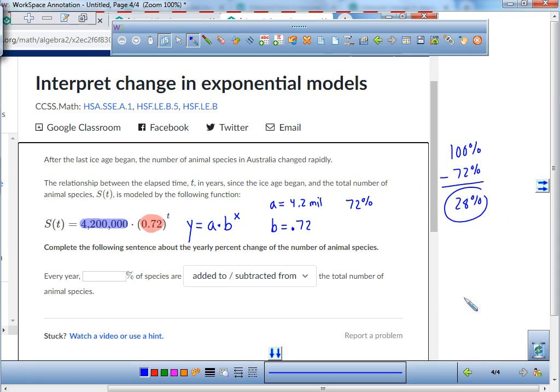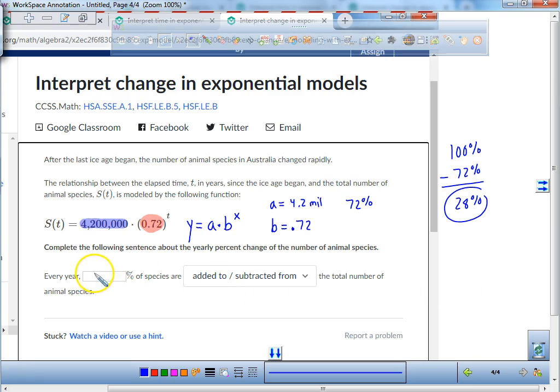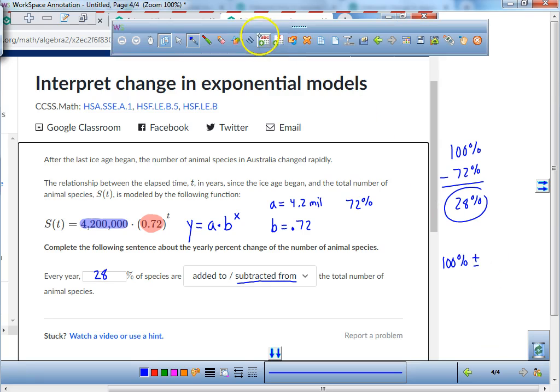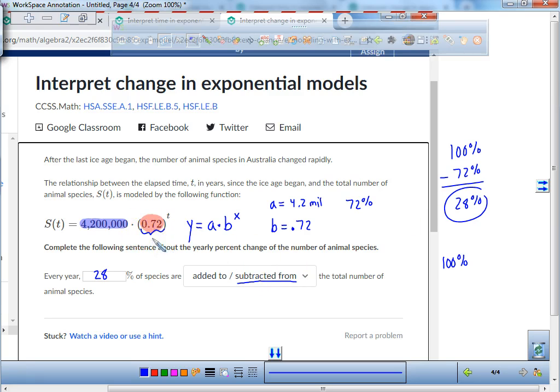So that's something you need to be aware of: right now it says every single year 28% of the species are being subtracted from the total number of animal species. Just remember, when you're dealing with exponential functions, you're always starting with 100%, and you're either adding to it or subtracting from it. In this case, we're subtracting 28% from it, but we're keeping 72%. So this right here would be our b value.